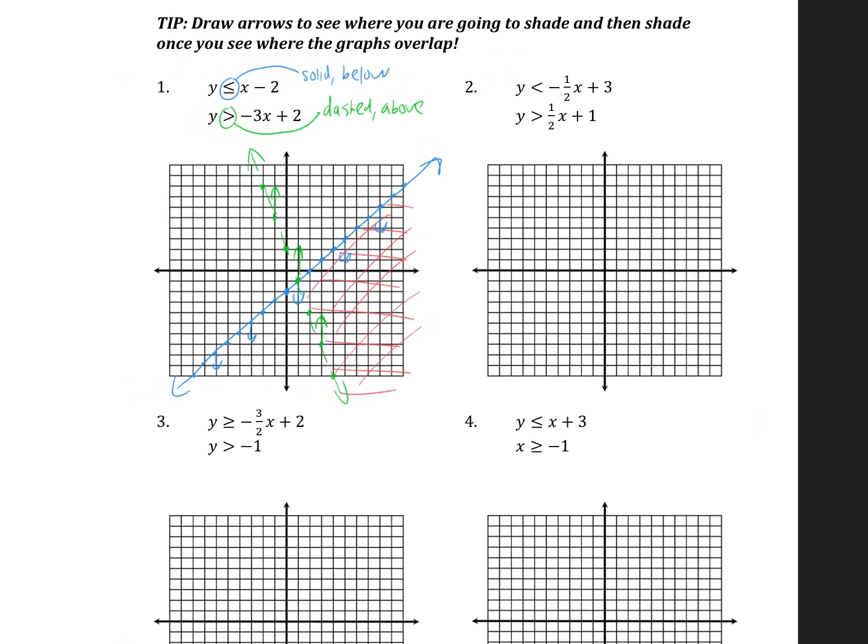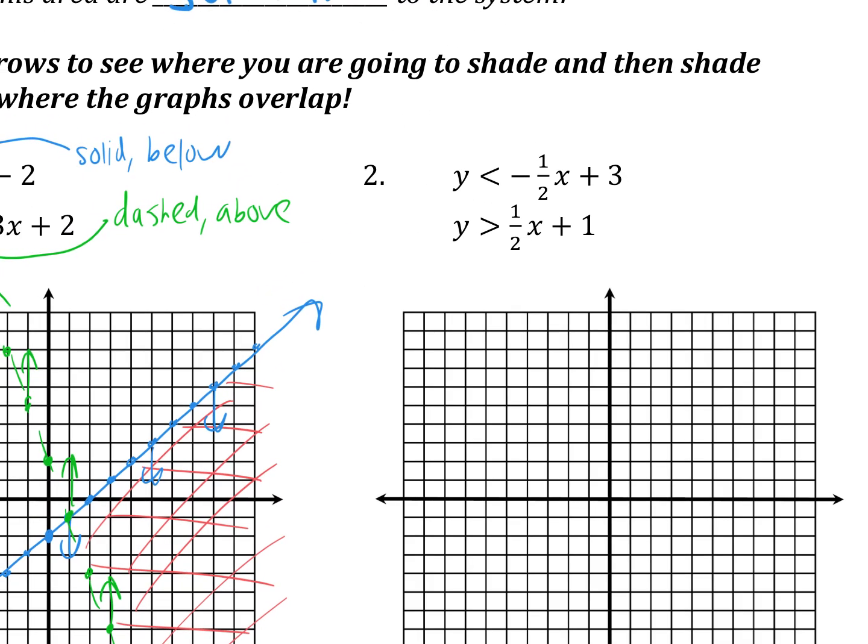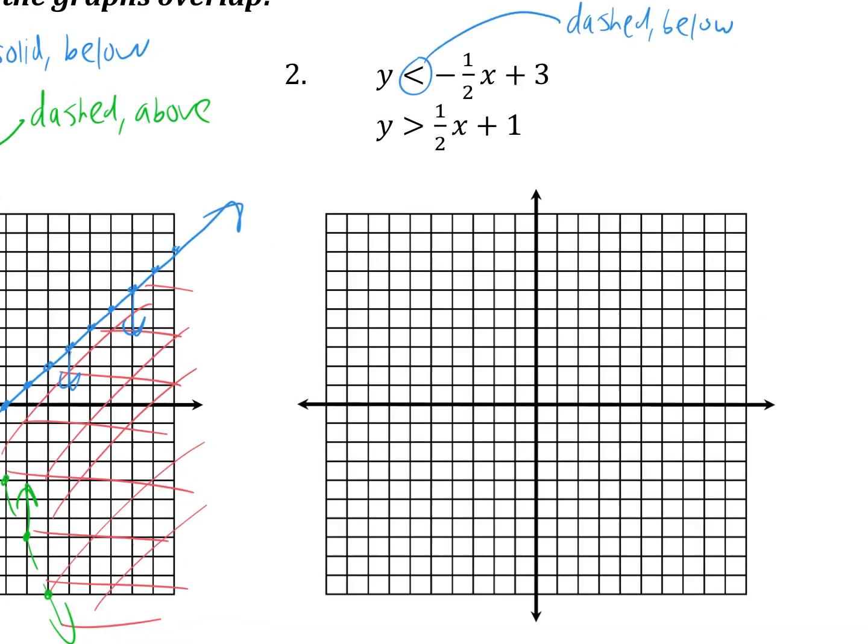Why don't you guys go ahead and try number 2, 3, and 4 if you're able to. Otherwise, we'll go through them in a second. All right, number 2, we have y by itself, which is good. It's less than, so it's not equal to. It's dashed and below. Dashed and below. So we're going to graph this.